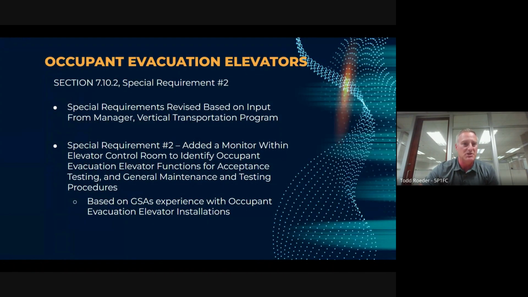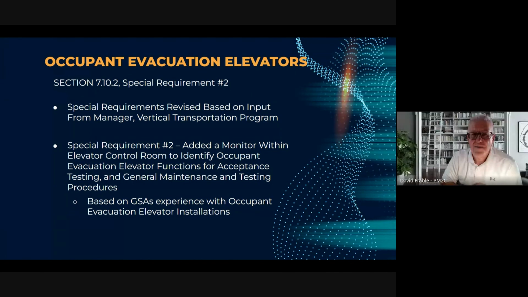Occupant evacuation elevators. This is the second cycle, I believe, Dave, that this section has been in place. There's a few GSA-owned facilities that actually have occupant evacuation elevators, correct, Dave? How many locations in the country do we have these? Do you know? Three current locations, and this has been in since, I believe, the 2010, 2012 edition of P100. Okay.